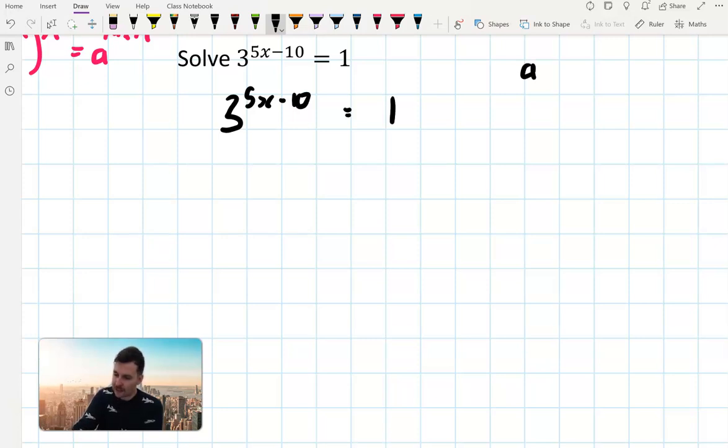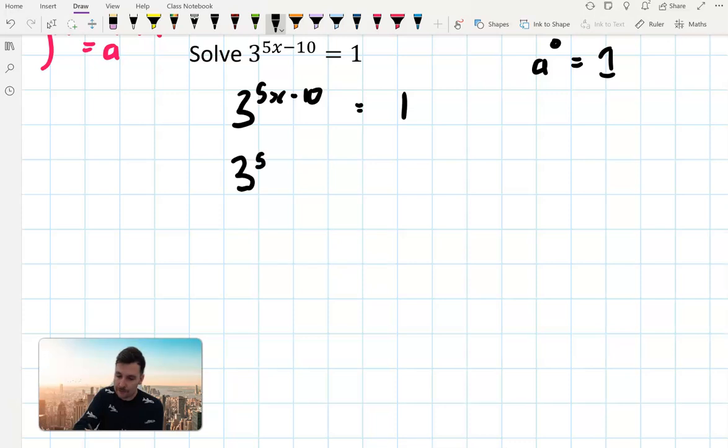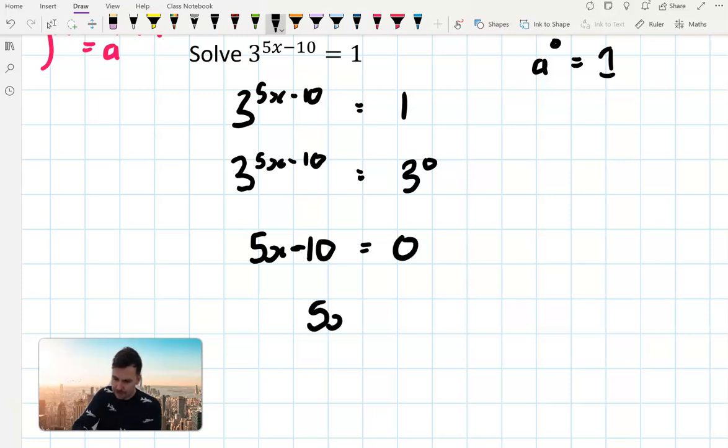What we can recall for this one is that anything to the power 0 is equal to 1. So let's say instead 3 to the power 5x take 10 is equal to 3 to the power 0, because that still equals 1. And now we've got the same base on the left and the right side of the equation, and we can go ahead and solve it from there. So let's go 5x take 10 is equal to 0. So 5x is going to equal 10, and finally x is going to be equal to 2.